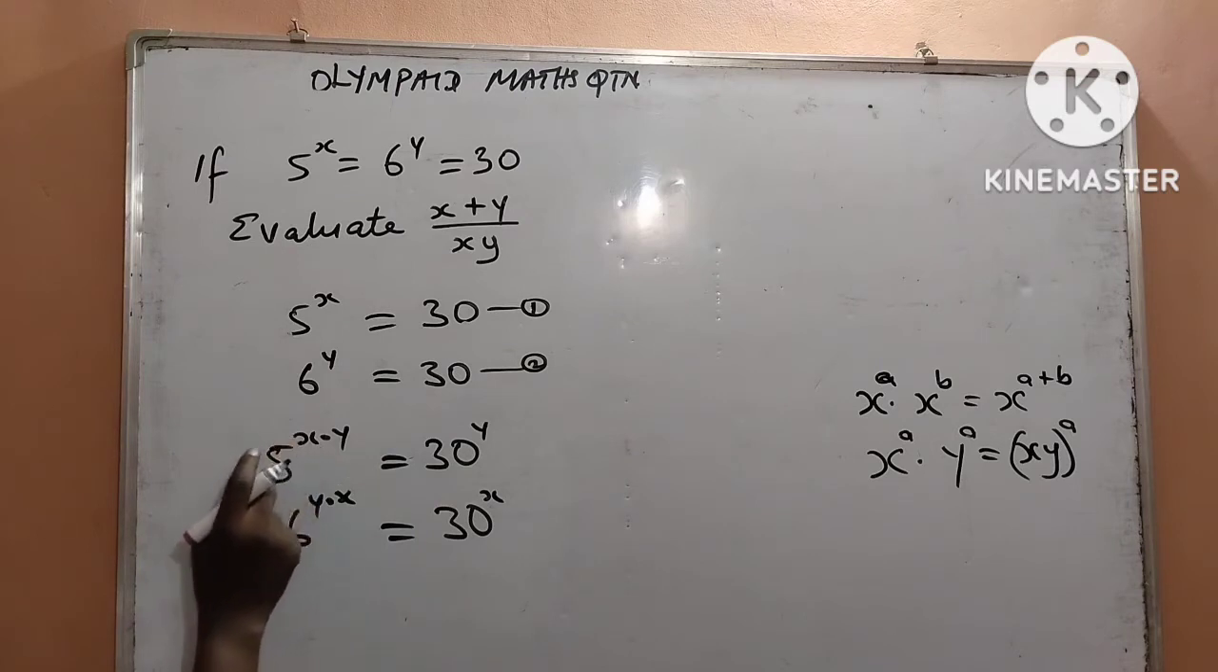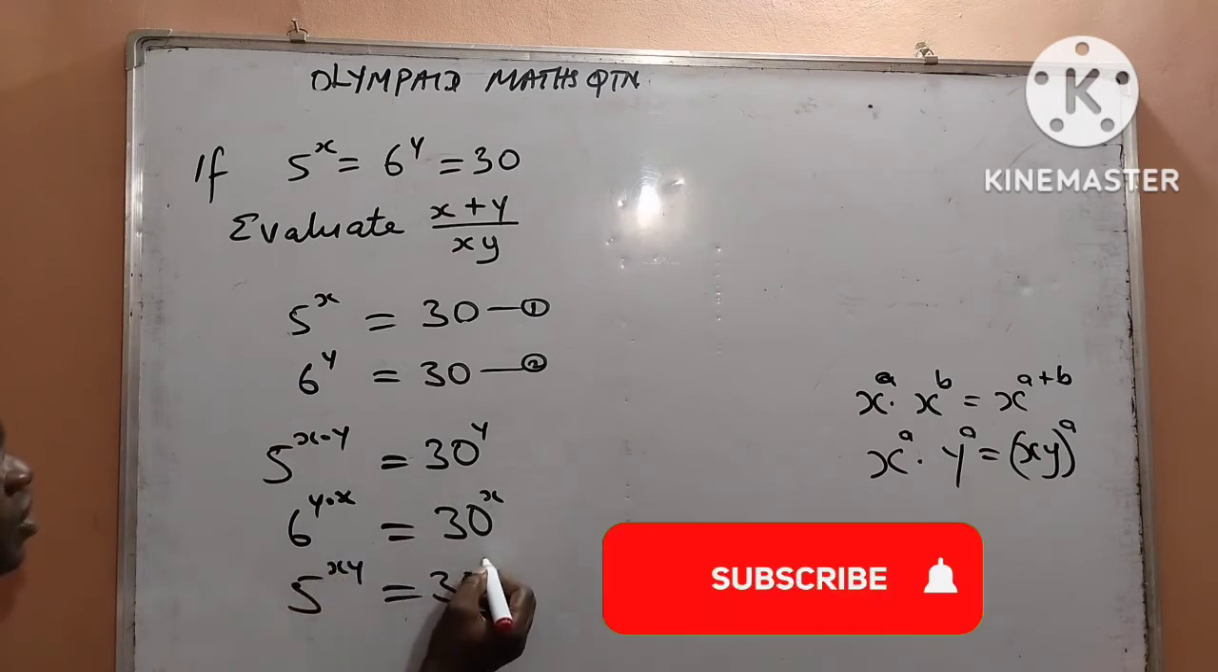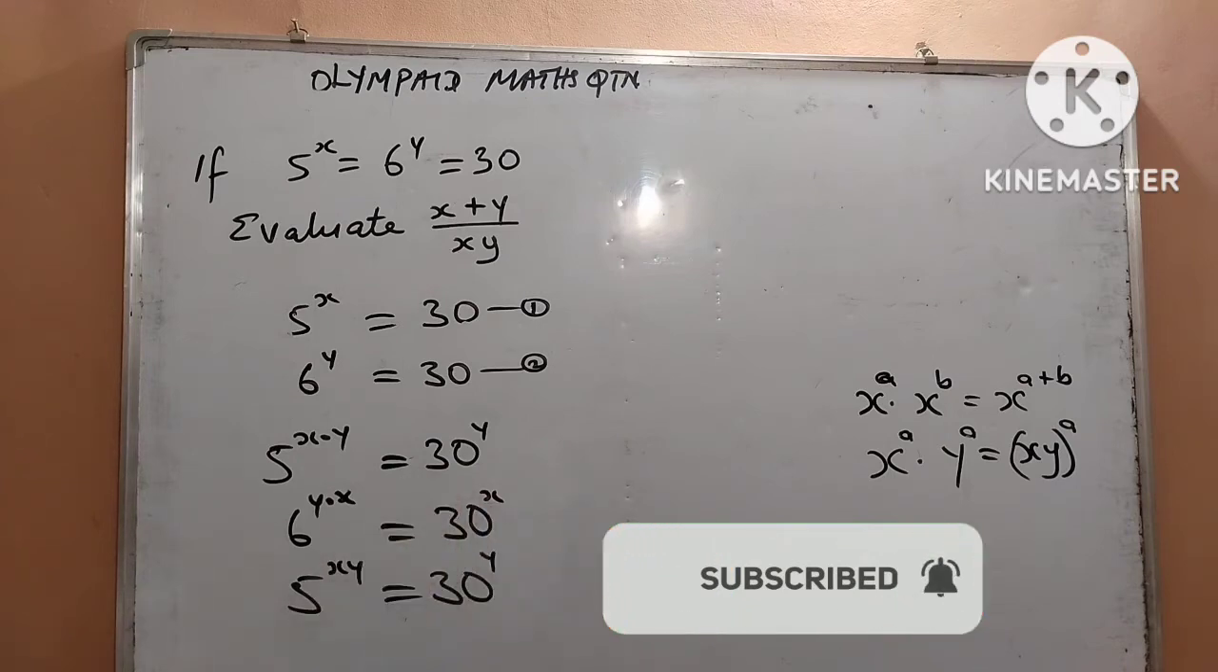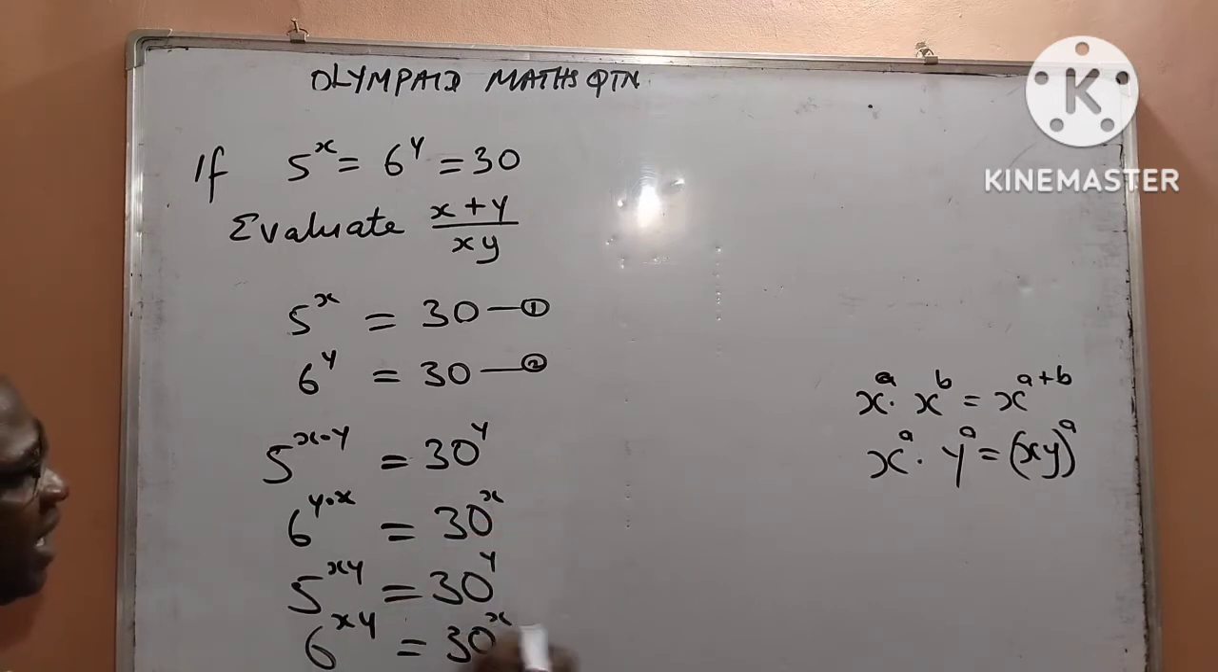What I have done now is that by the left in equation 1, I will now have 5 to the power xy equal to 30 to the power y. Also, 6, of course, y times x is the same thing as x times y. So I will have 6 to the power xy is equal to 30 to the power x.